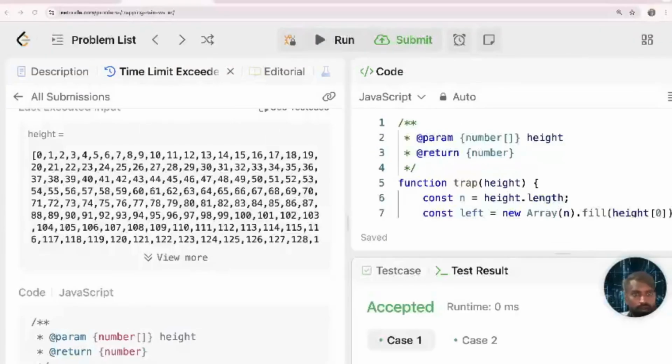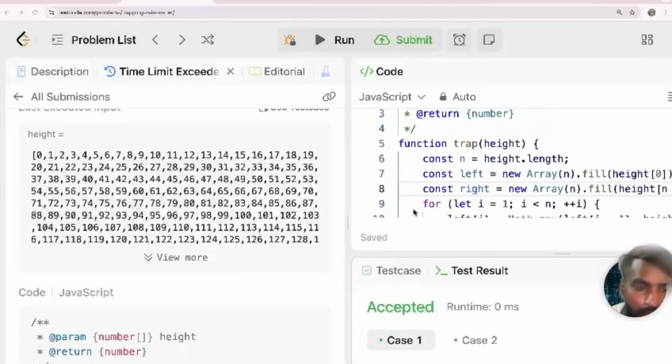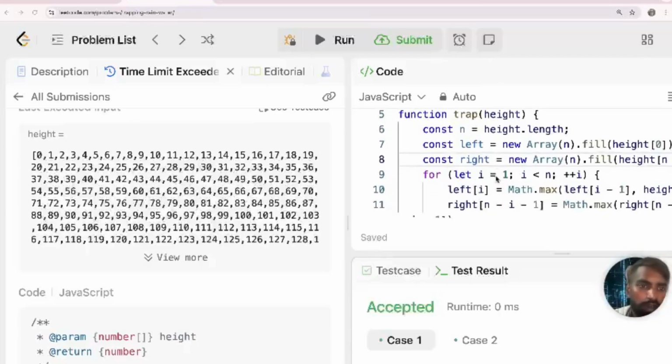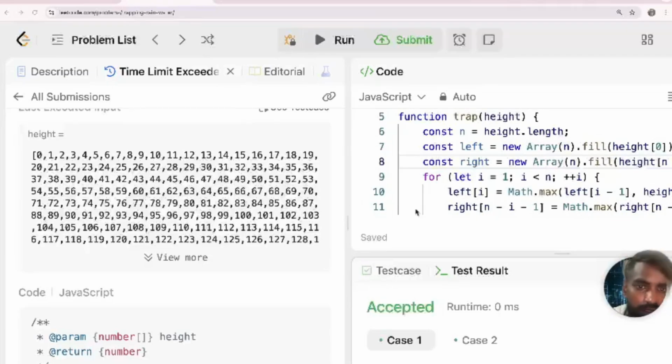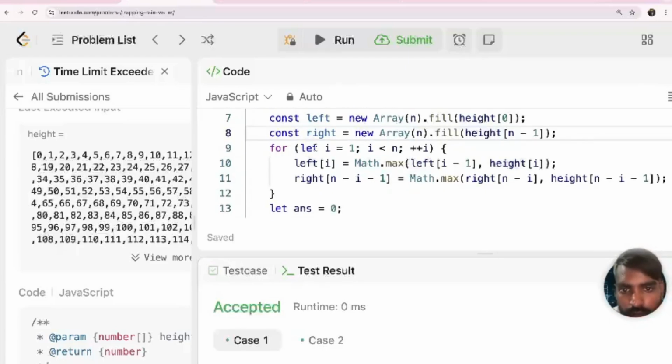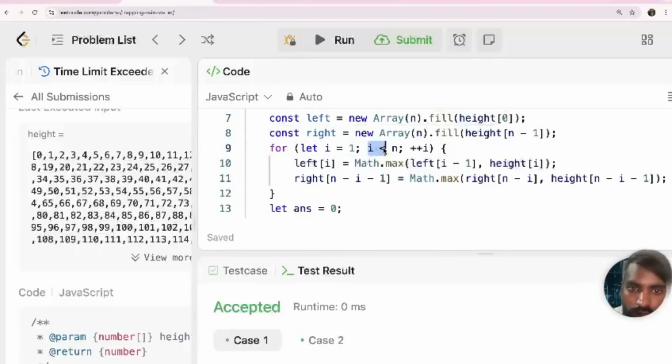I am rectifying. Yeah, so I have written an optimized code. Currently I'm taking the same height array, and I am creating arrays for left and right. Because we were doing nesting, to avoid that I'm creating left and right arrays and filling them with their respective values. Starting from zero for left, and for right starting from the last index of the height array. I put in one for loop, starting from one because I already considered the zero index, going till n, the last index.